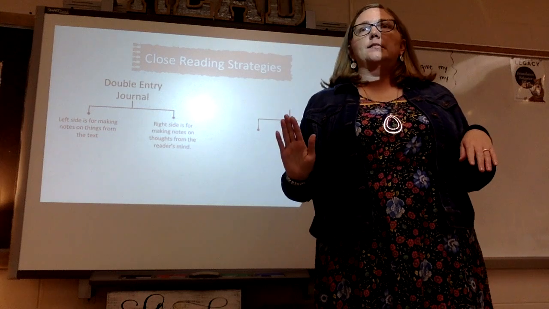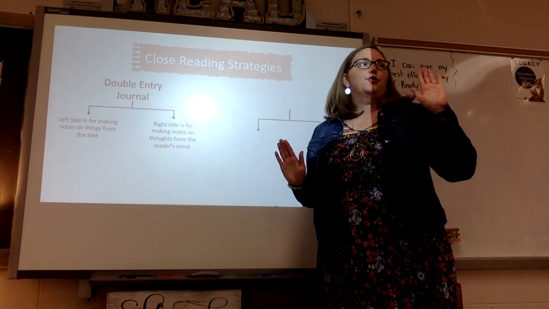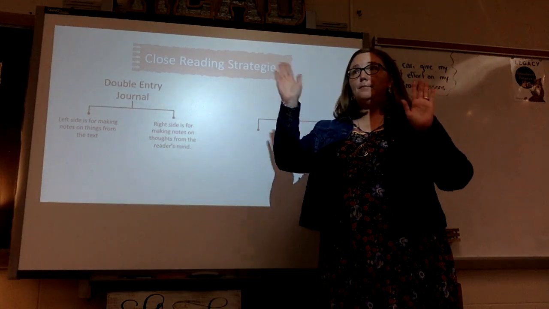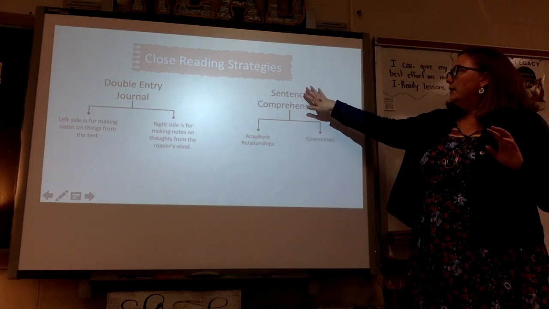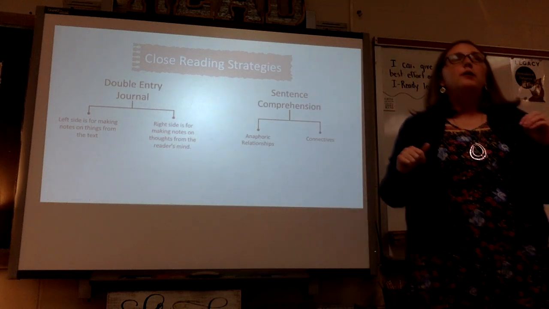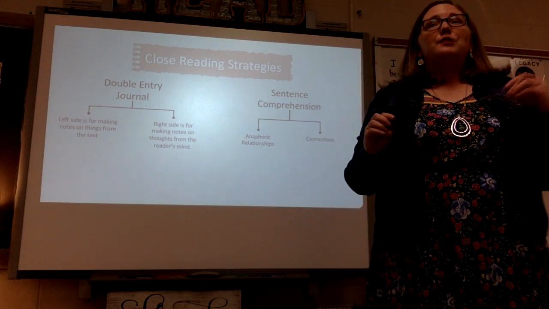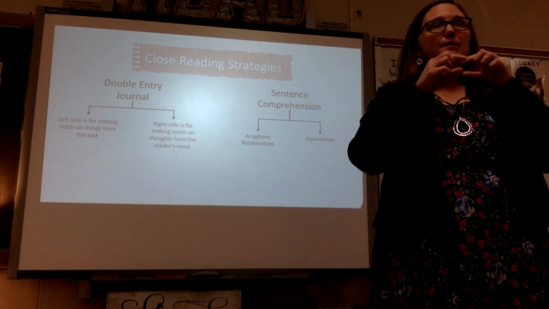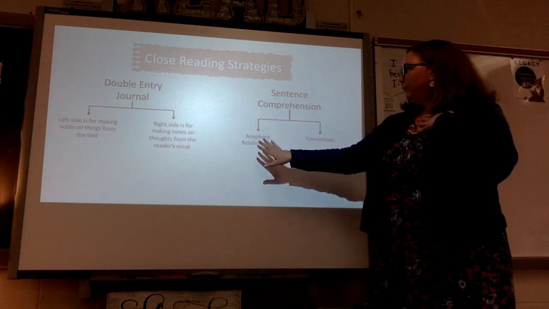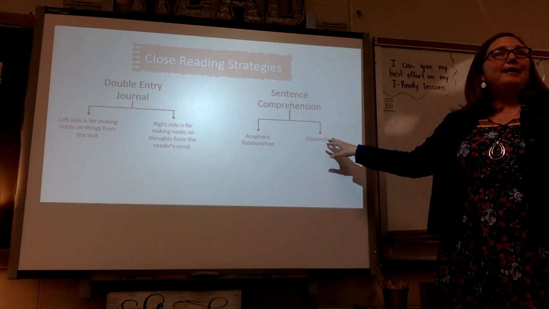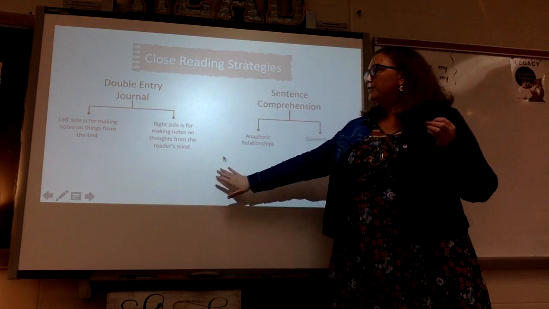So one side is what they see in the text. The right side is the thoughts that they're having. Can be about that, can be about something else. And then we're going to look at sentence comprehension. So when we look at close reading, we could get down to actually looking at sentences, a specific sentence. And we're going to go a little bit more into anaphoric relationships and connectives and how those two things can help us with comprehension. Okay, so first we'll look at our double entry journal.